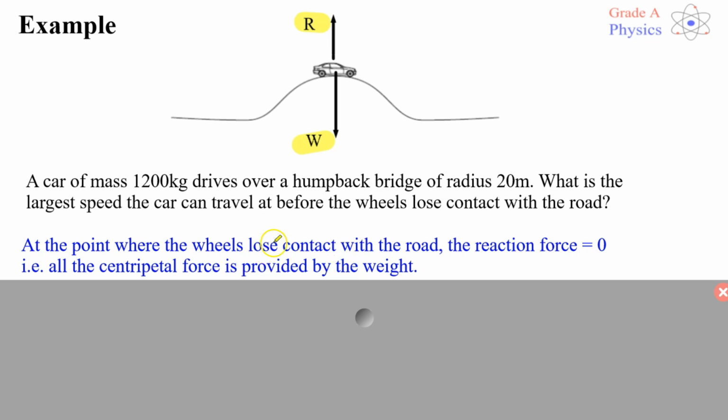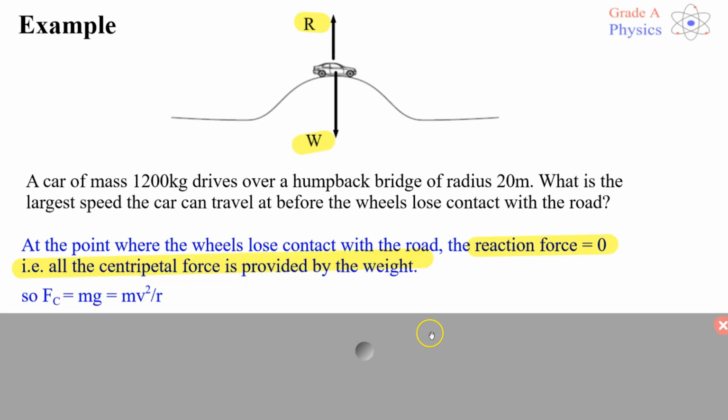So at the point at which the wheels lose contact with the road, the reaction force has reduced to zero. So the weight provides the centripetal force. So this becomes relatively straightforward. So Fc, the centripetal force, is equal to the weight. So mg is equal to mv squared over r.